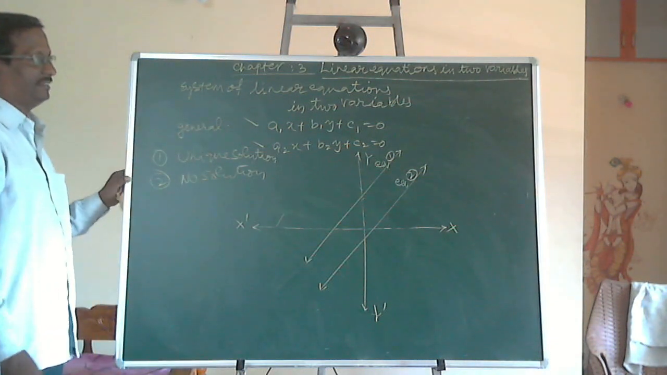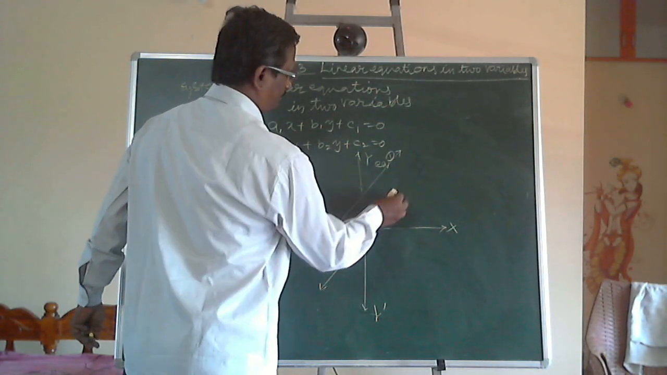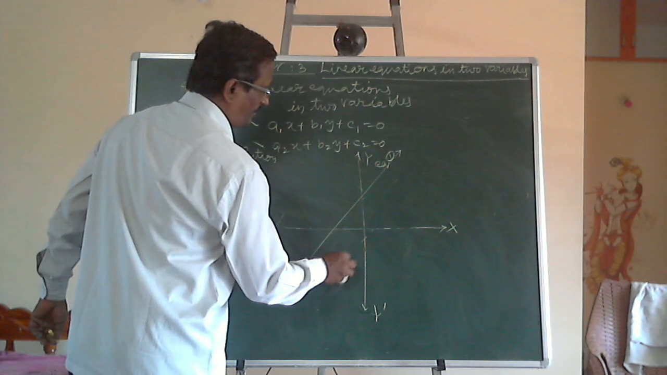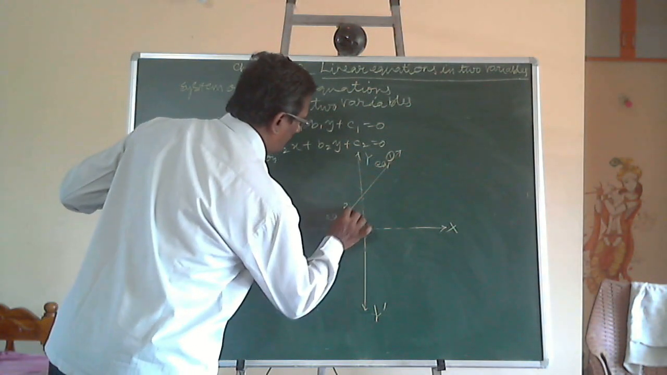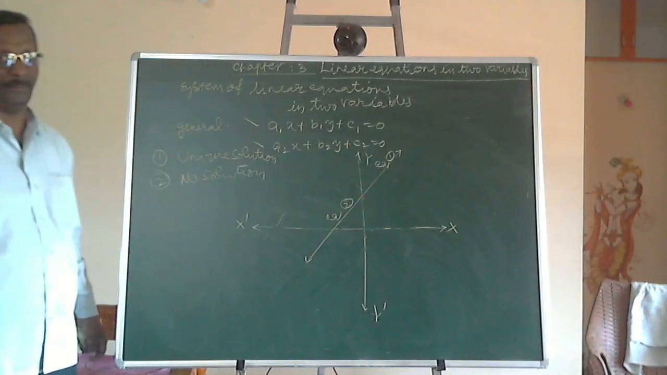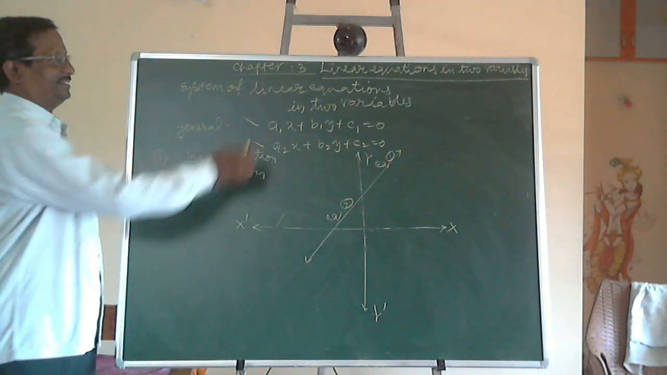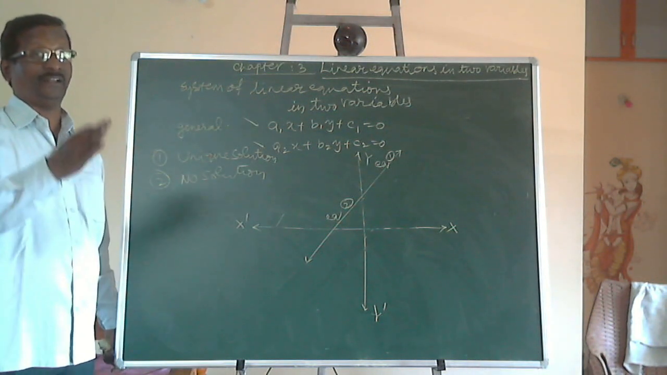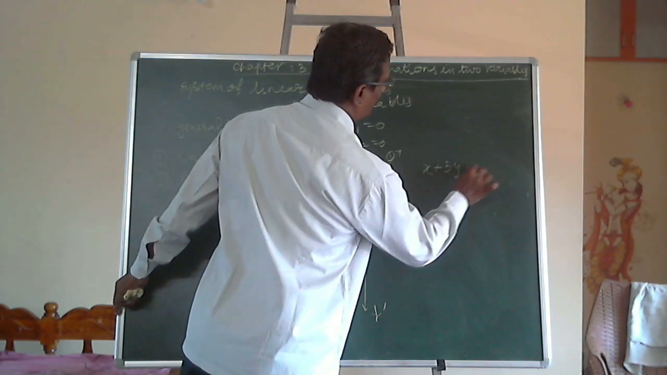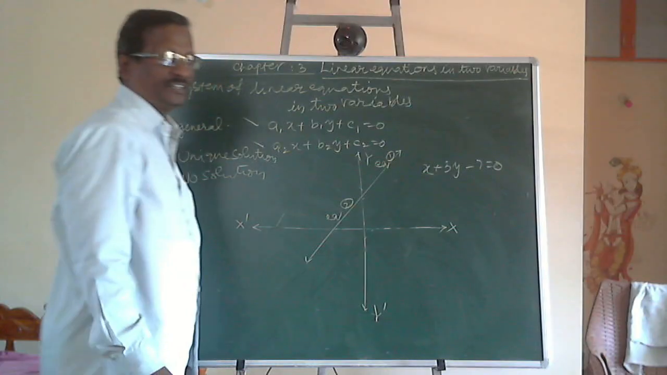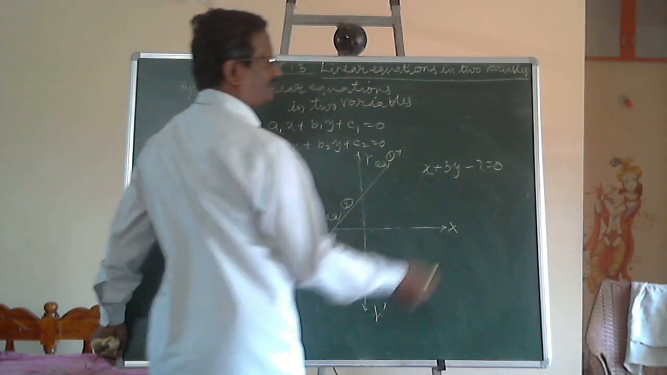And third case, sometimes it's possible that a system of equations represents coinciding lines. Whatever is the straight line represented by the first equation, the points of the second equation also come exactly on the same line. In case the two equations are representing the same straight line, then we say the two equations are dependent equations. Example, x plus 3y minus 7 is equal to 0. It is an equation.